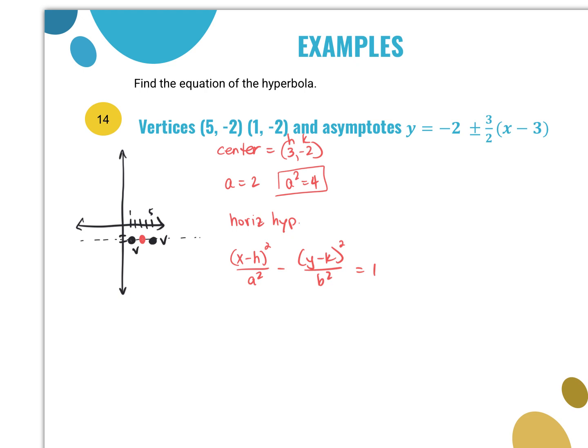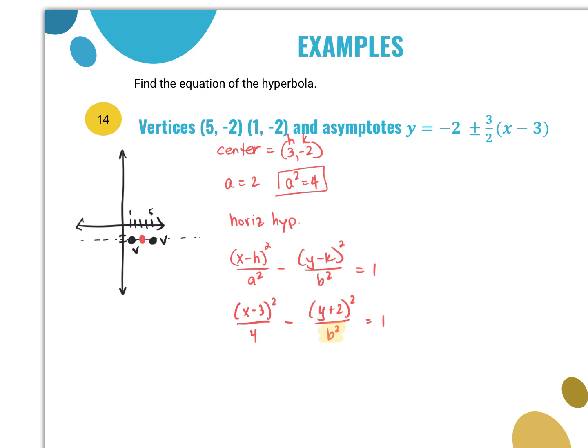And I already know that a squared is 4. And I know that my center is 3 and -2. So I can do this as well. I know my center here is going to be x minus h squared over a squared, which is 4. And my y minus k is -2, so that's y plus 2 squared over b squared equals 1. And so notice the only thing missing here is my b value.